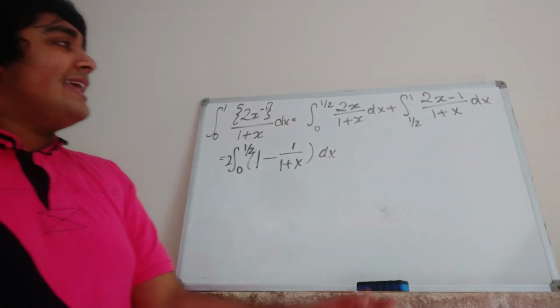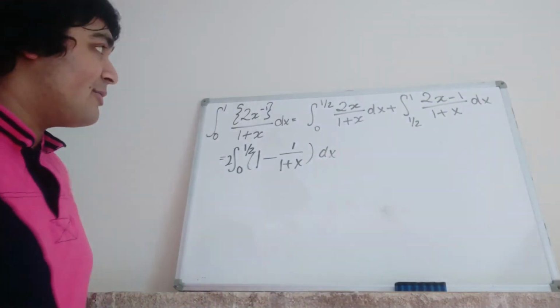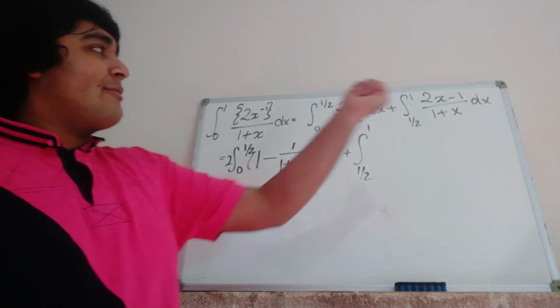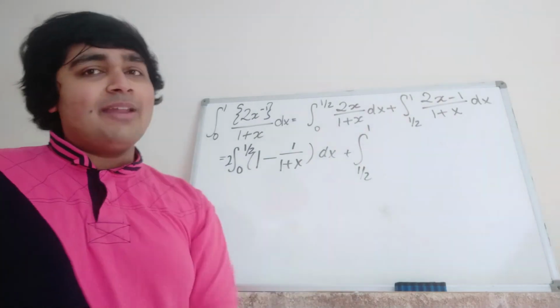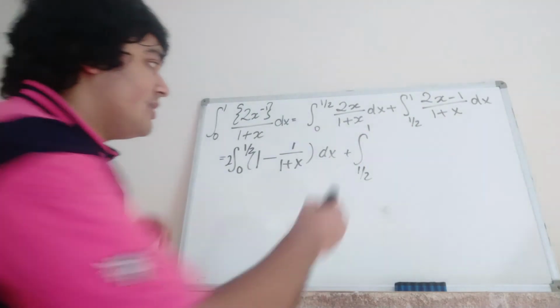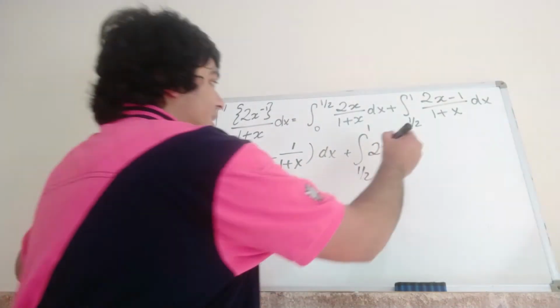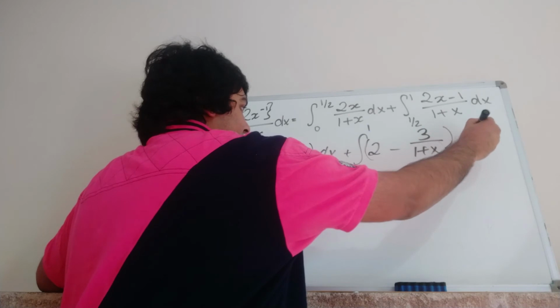And a similar sort of thing here, I'm going to add 3 to the numerator and then subtract 3 from the numerator. So this then becomes the integral from a half to 1. When I add 3, I'm going to get a 2x plus 2 on the numerator, but 2x plus 2 divided by 1 plus x just equals 2. And then I'm going to have to subtract off the 3 that I added on, so I get a minus 3 over 1 plus x dx, like so.